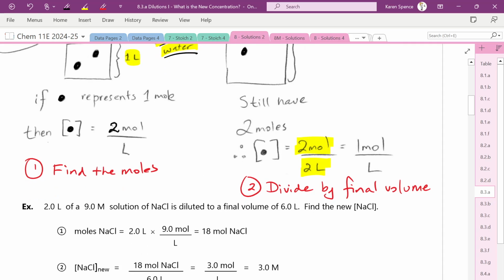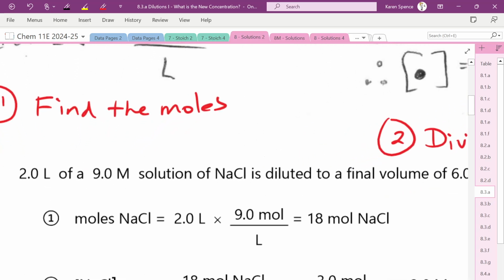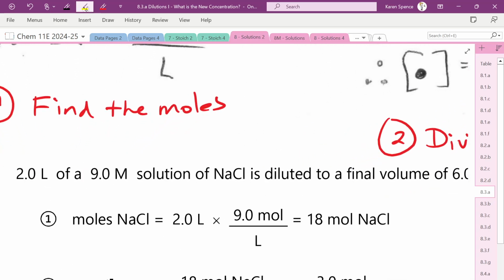Here's an example where we do this without pictures, because obviously you're not going to be drawing pictures every time you do this. If we start with 2 liters of 9 molar solution, what does the word of mean? Of means multiply. So we're going to multiply 2 liters times 9.0 moles per liter. And that gives us 18 moles.